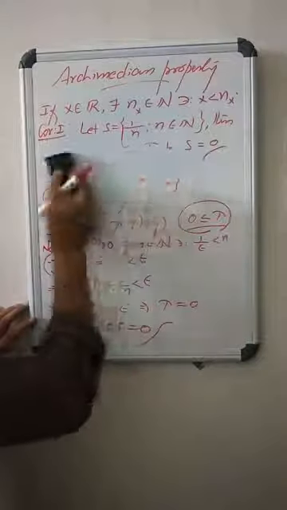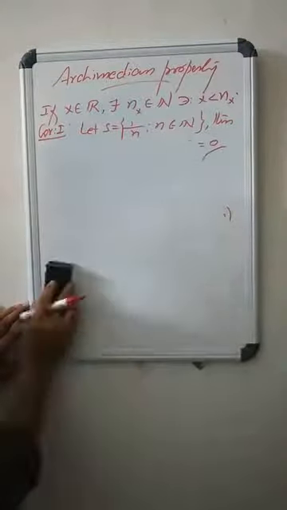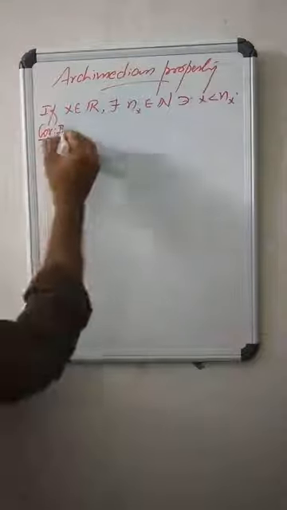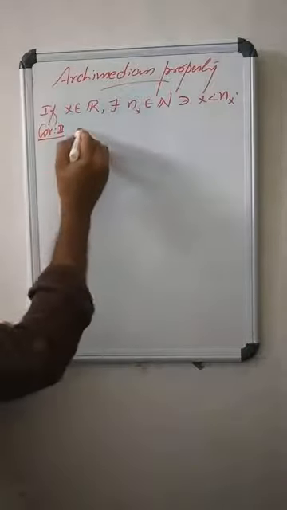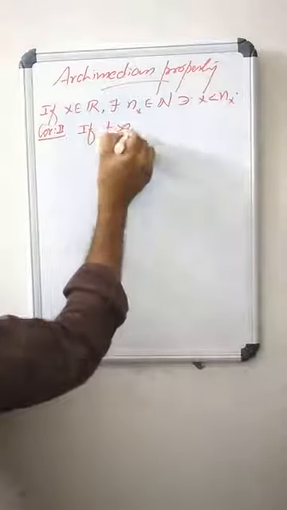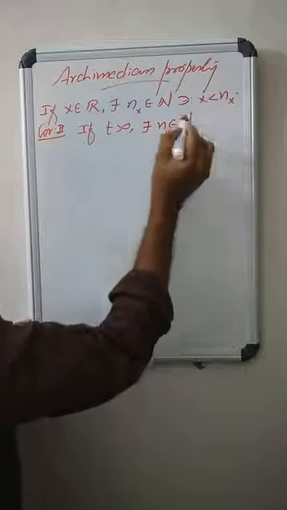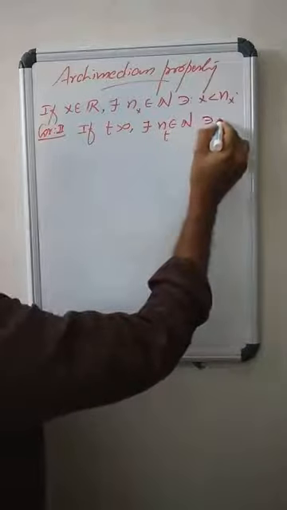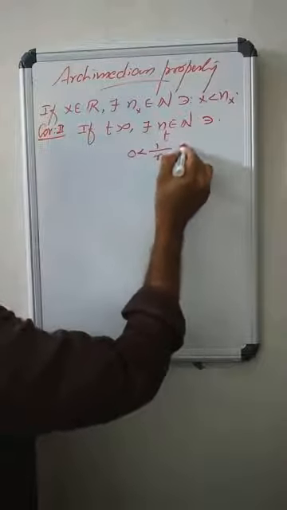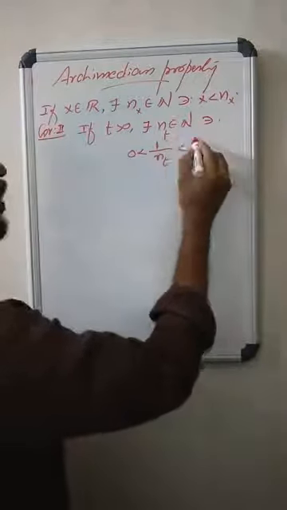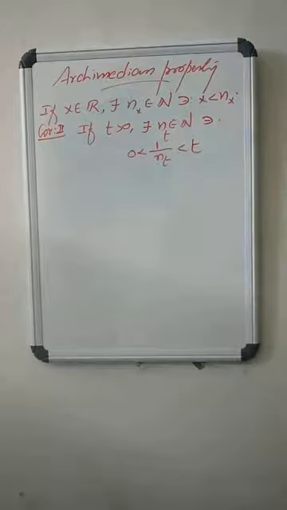Now, using this Archimedean property, we prove another result, the next corollary. Come to the second corollary. If t is positive, that is, t greater than 0, there exists a natural number nt such that 0 is less than 1 by nt, less than t. If t is positive, then there exists nt in N such that 0 is less than 1 by nt less than t. How?